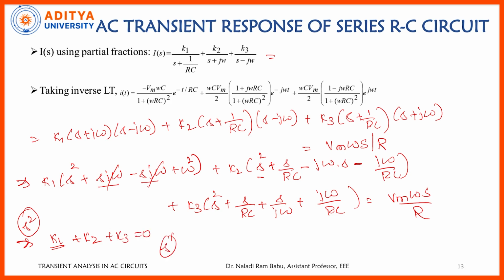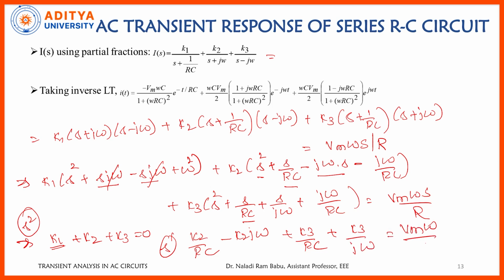Now, if I take the s to the power of 1 terms, K2 by RC, minus K2 j omega, plus K3 by RC, plus K3 j omega, is equal to Vm into omega by R. Here the s to the power of 1 term is there, so the expression is in the form of K2 and K3 only, no K1.